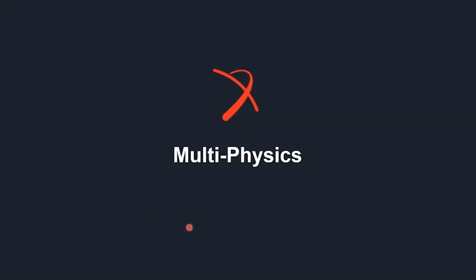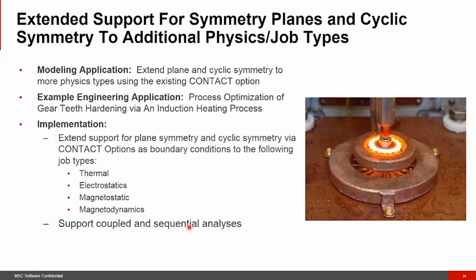Just a discussion real quick about some of the multiphysics stuff we've done. So we've extended support for symmetry and cyclic or anti-symmetry to additional physics and job types. So we've had this already for certain of the physics, but not all of them. And so we're, again, closing the loop with these and making sure we're extending them wherever they make sense.